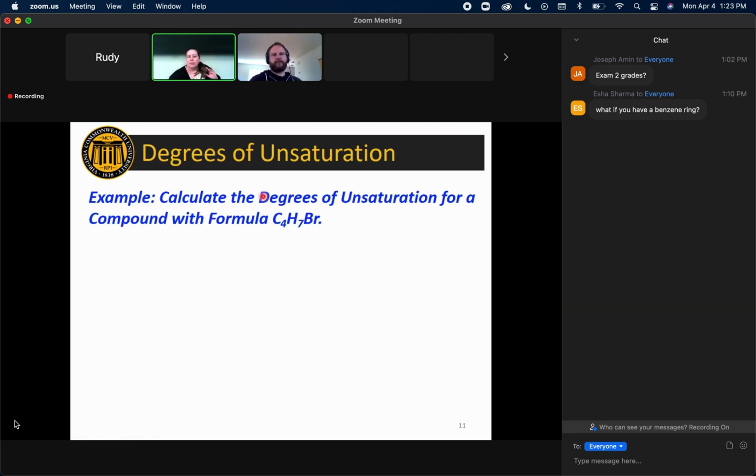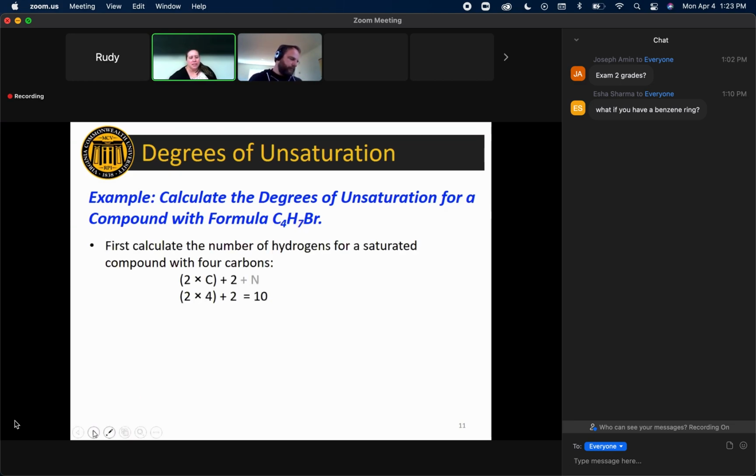Okay, let's do another example. Let's try C4H7Br. So remember, halogens are going to count just like hydrogens in the actual hydrogen count. So let's go ahead and apply this. First thing we always do is figure out the number of hydrogens we expect for a saturated compound. In this case, we can apply our equation of CnH2n plus 2. We don't need to worry about the number of nitrogen atoms because we don't have any nitrogen atoms in our compound, right? So in this case, we have 2 times 4 carbon atoms, plus 2, is equal to 10.